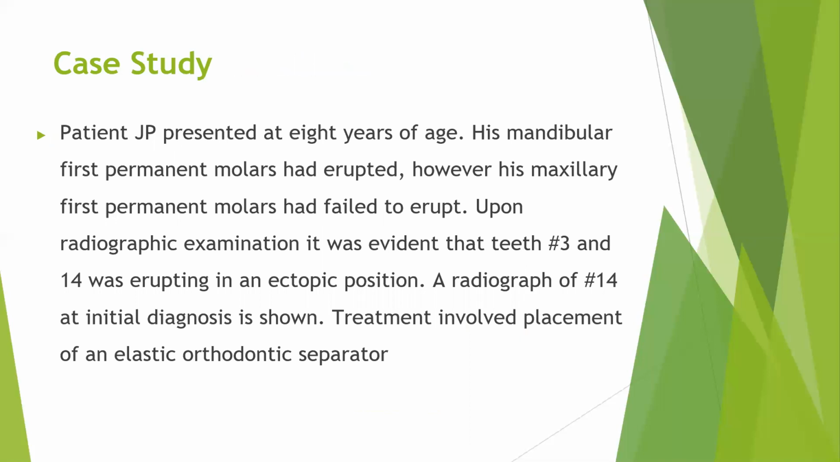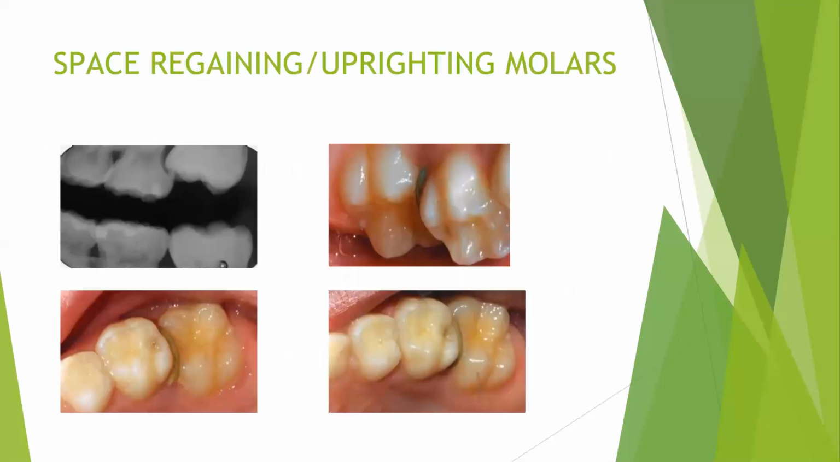So here is a case study where patient JP presented at 8 years of age. His mandibular first permanent molars had erupted. However, his maxillary first permanent teeth failed to erupt. Upon radiographic exam, we saw that numbers 3 and 14 were erupting in an ectopic position. A radiograph of 14 at initial diagnosis is shown, and treatment involved placing an elastic orthodontic separator, as you see here in this photo. Just placing the elastic separator uprighted the permanent molar.